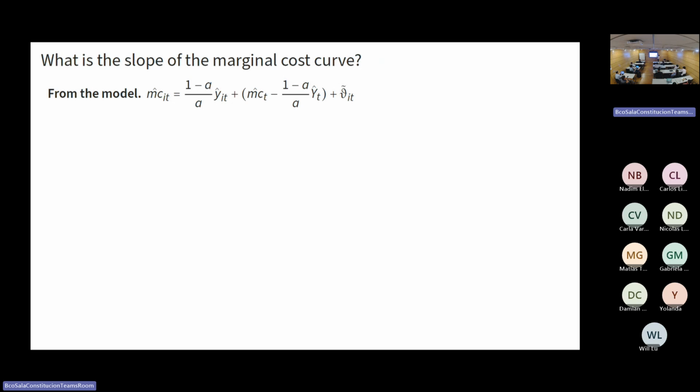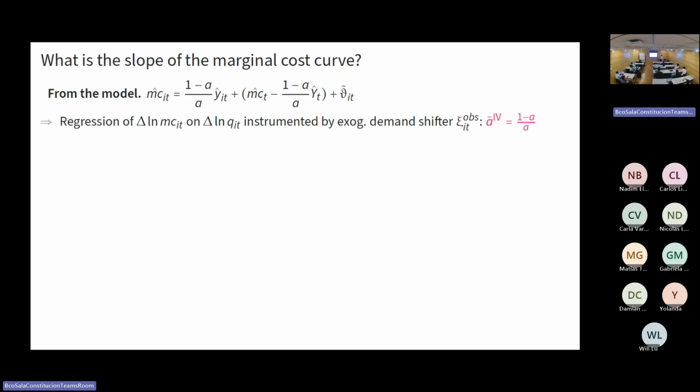So the shape of the marginal cost curve of the firm is going to depend on its own quantity, on aggregate marginal costs, on aggregate quantities, and on the supply shock that the firm receives. Of course, this model is going to tell you that if you can find a variation in firm-level quantities that is uncorrelated with supply shocks, then what you're going to estimate is this parameter (1 minus A) over A, okay, which is going to be a transformation of the decreasing returns to scale parameter.